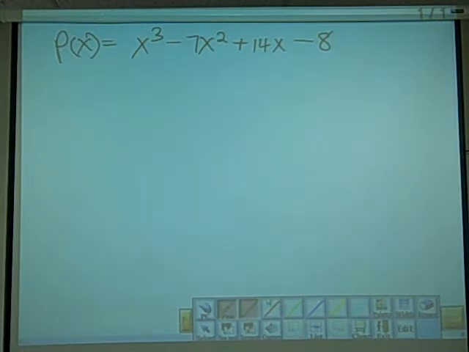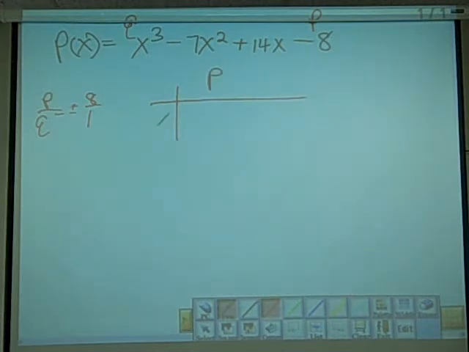So what we want to do is find our p and our q. And so we have p over q, which is going to be factors of 8 over 1. p will go horizontally, q will go vertically. We need factors of 8, which will be 1 and 8, and we can also have 2 and 4. Whereas factors of 1, well, that's just 1. P is always the numerator, q is always the denominator.